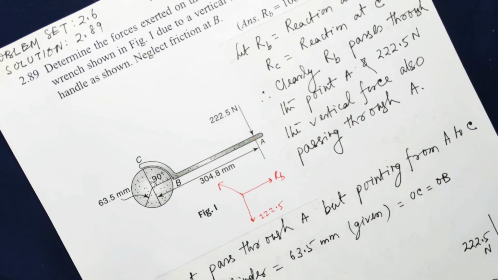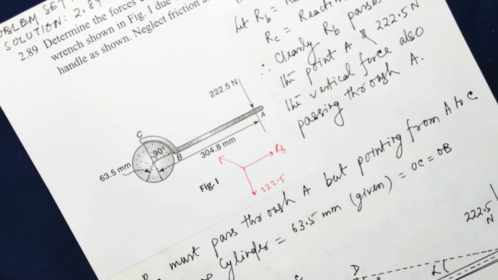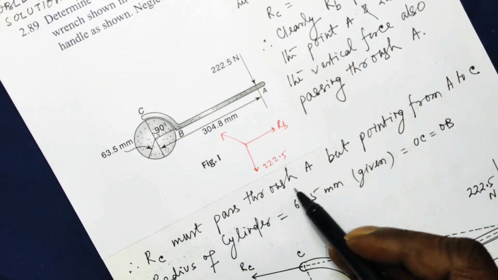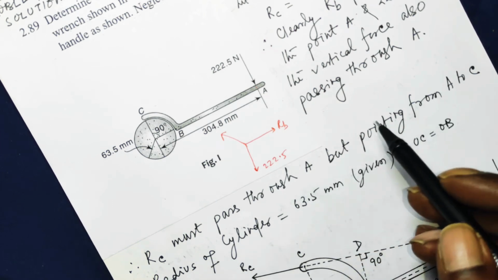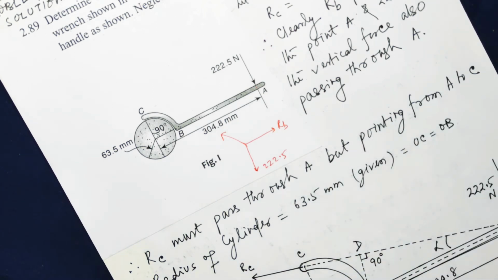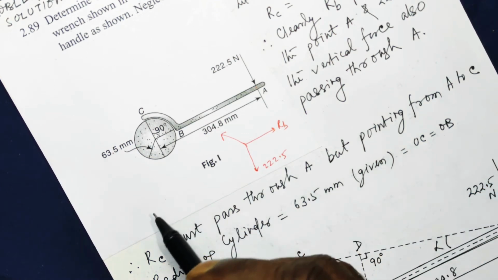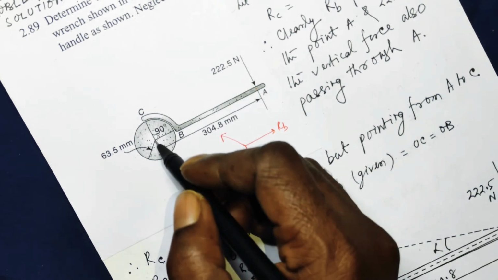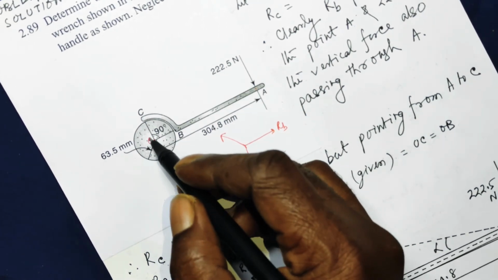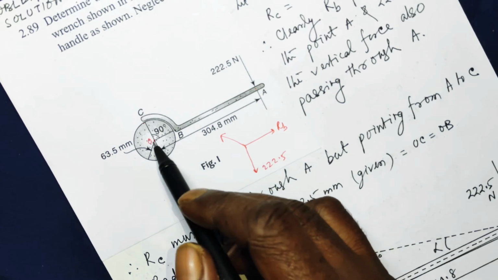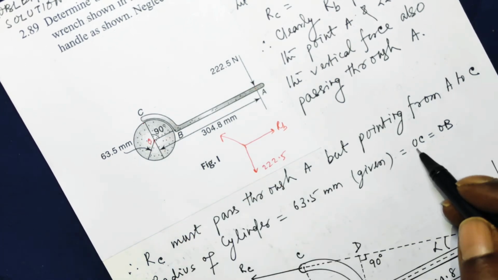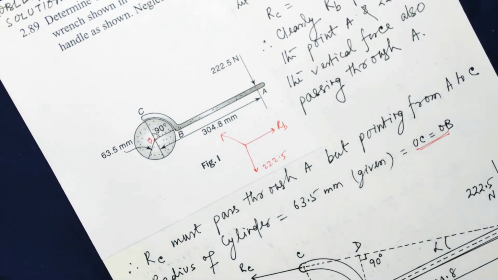So RC, the reaction at C, must pass through point A, but pointing from A to C. Now the radius of the cylinder is also given as 63.5 millimeter. If you consider this point as O, from O to C is the same as from O to B. That is the radius of the cylinder that is being turned clockwise due to the spanner wrench.